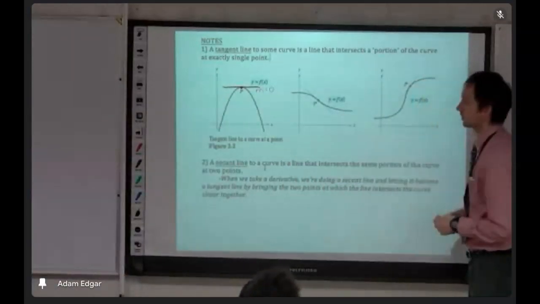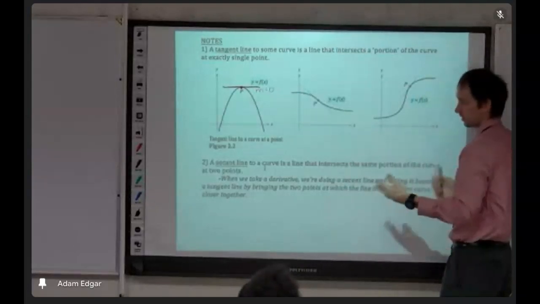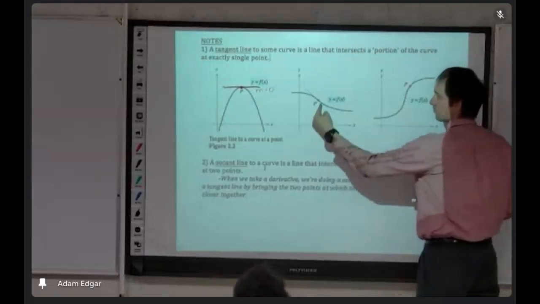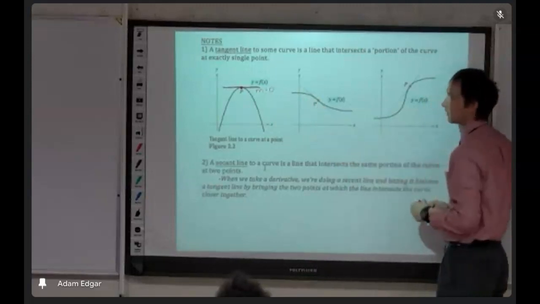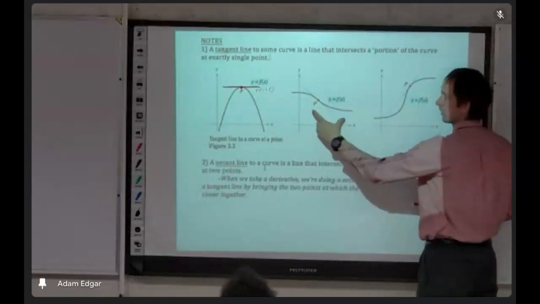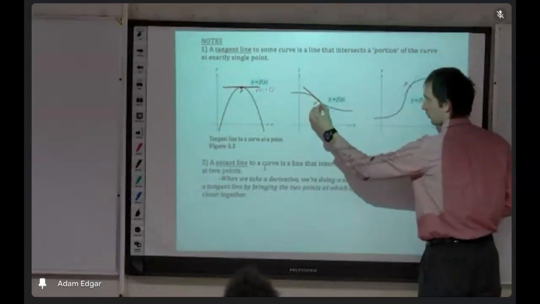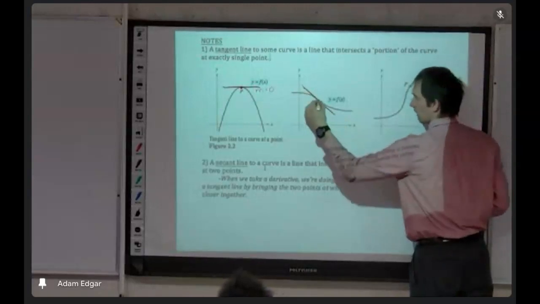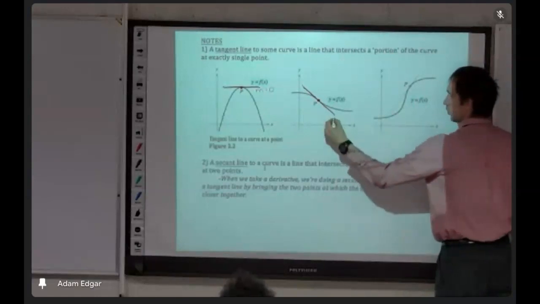Second example of a tangent line: we have a curve coming down, looking like a kind of upside down cube root graph. The tangent line passes through the curve, but it only hits the curve right at that point. And it's kind of parallel to the curve at this point. What can you tell me about the slope here?